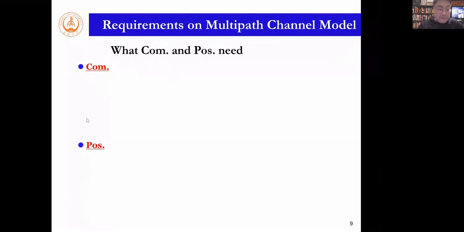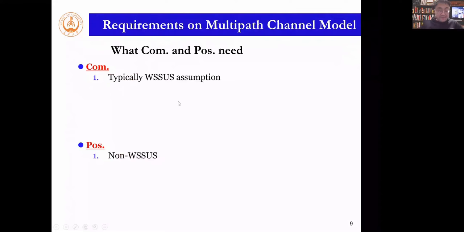So I would like to briefly introduce the requirements for the multipath channel model. So what does communication and positioning need in a channel model? So first, for communication, a wide sense stationary uncorrelated scatterer assumption is valid, and is also sufficient. So this is why for GSM simulation or for third generation communication system simulation, we only need the WSS-US assumption. And this brings us a lot of convenience, because the channel model is very simple.